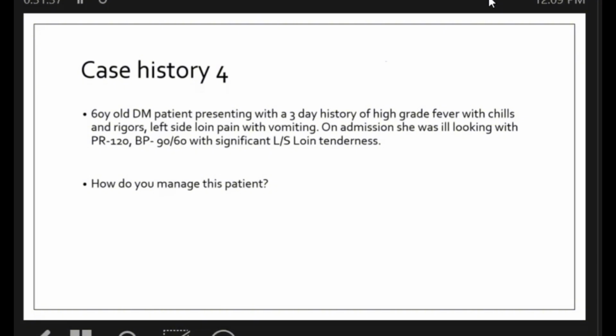So how do you manage? I think one of the registrars, how do you manage this patient? Bhagya? So she is 60 years old, diabetic, with fever, chills and rigors, left-sided loin pain, on admission ill-looking and tachycardic, with low blood pressure and loin tenderness. No?